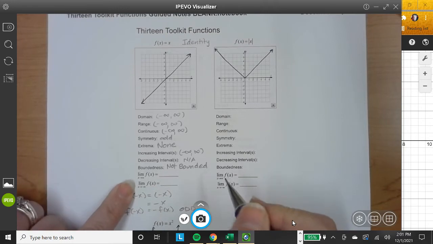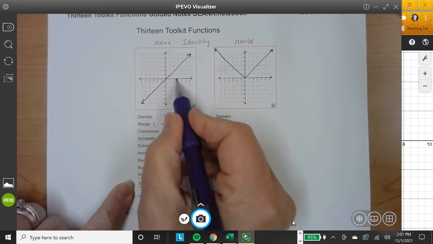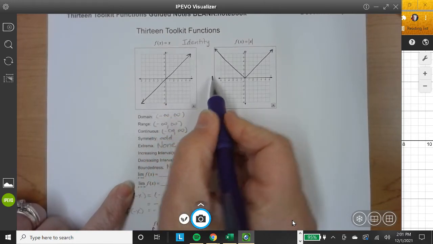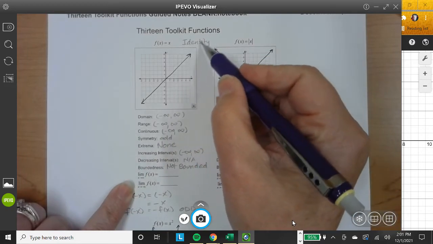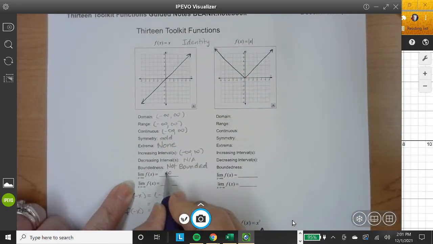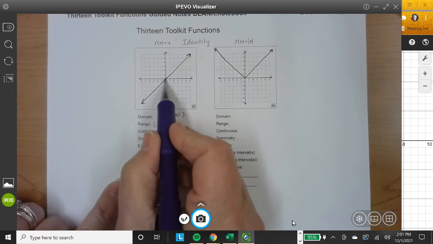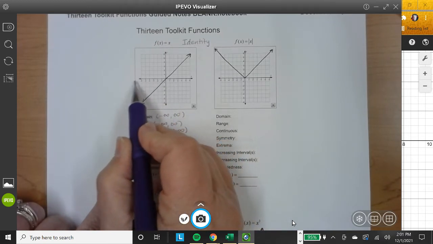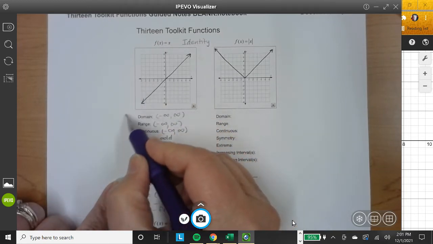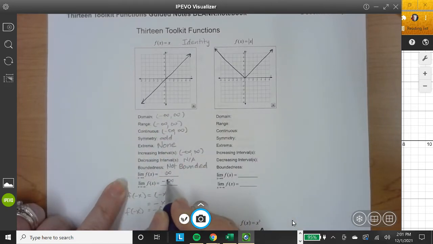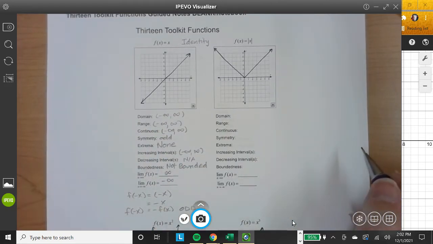The limit as x goes to infinity: if I were to take x and make it go to infinity, the y, or f of x, is approaching positive infinity, so that goes to infinity. The limit as x goes to negative infinity: as x goes to negative infinity, the y is headed towards negative infinity. Those are the end behavior limits.